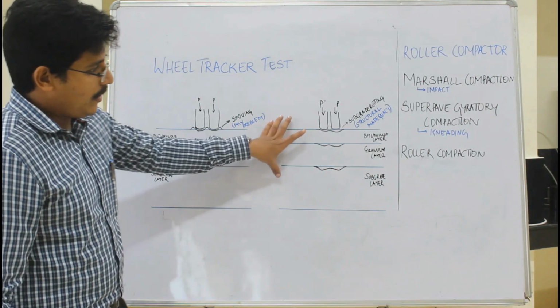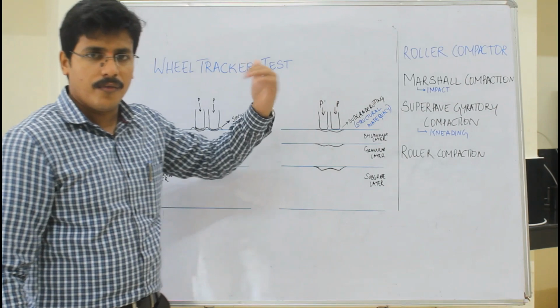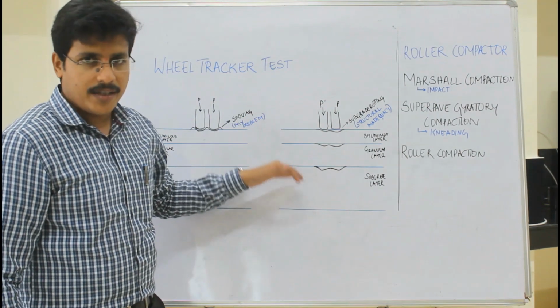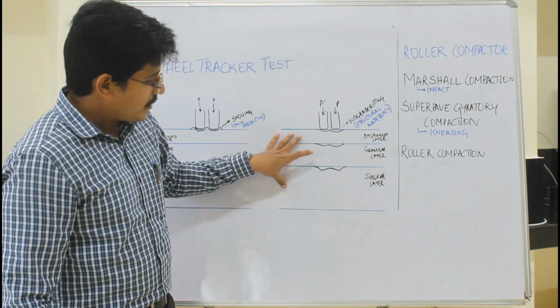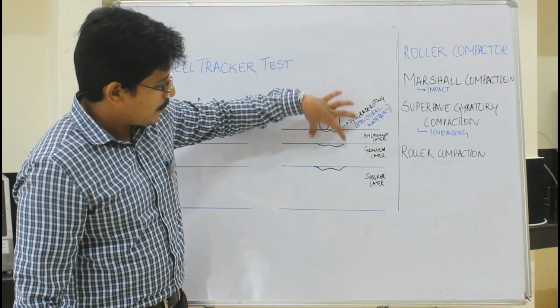This kind of rutting is mainly because of structural inadequacy. It means whenever there is overloading, or the pavement is not structurally adequate to take the load, or the pavement is at the end of its design life. So that kind of failure is subgrade rutting.